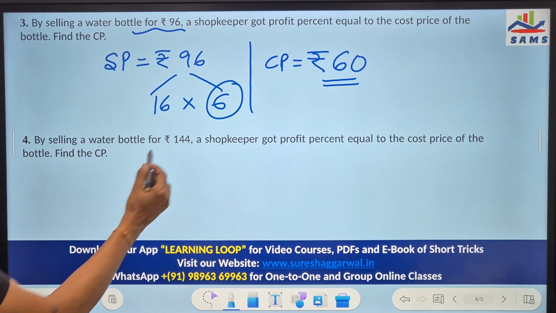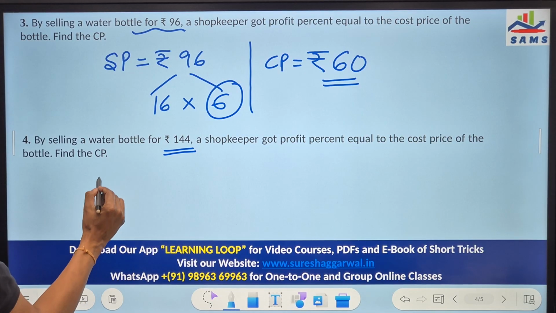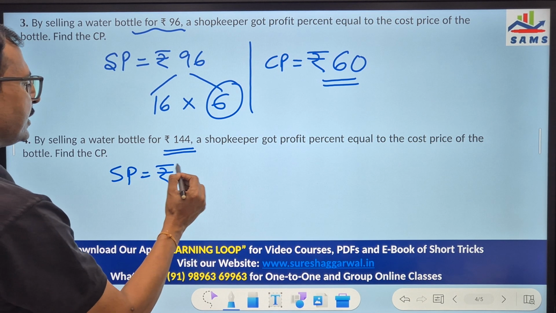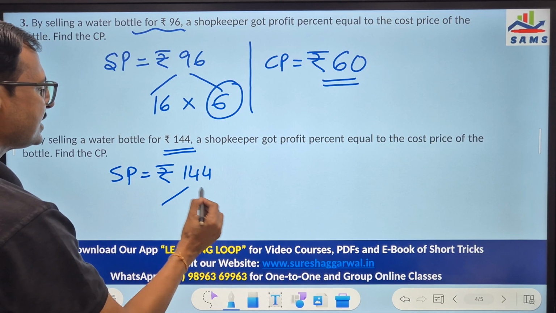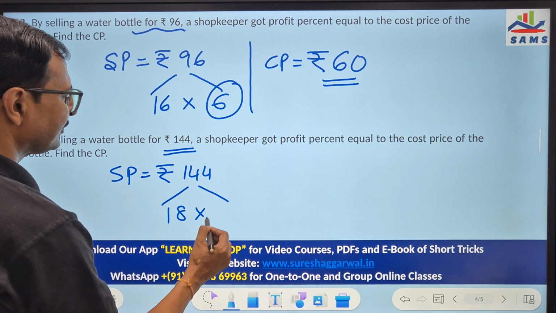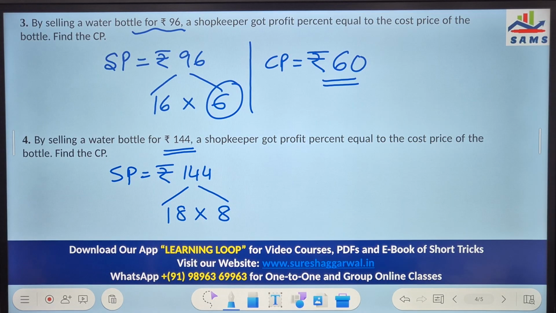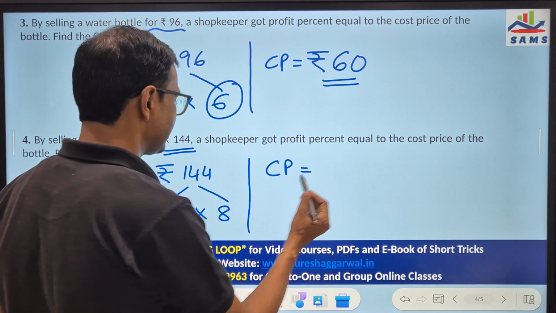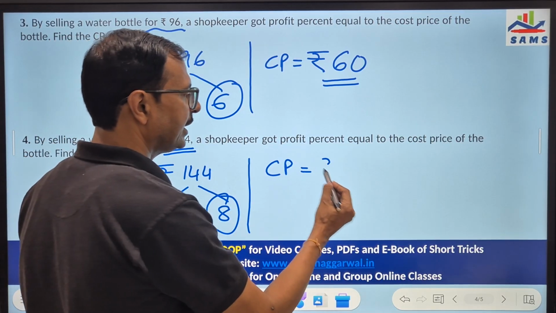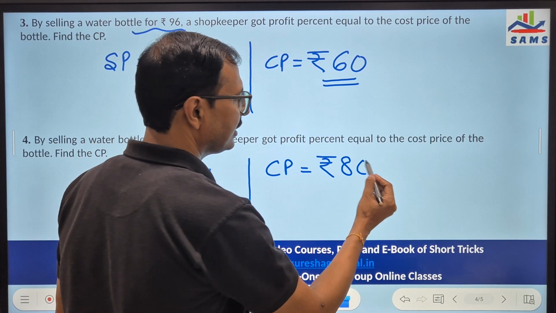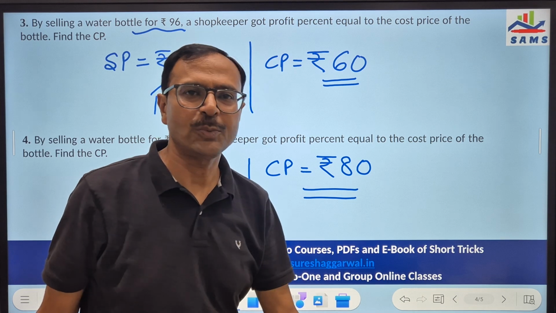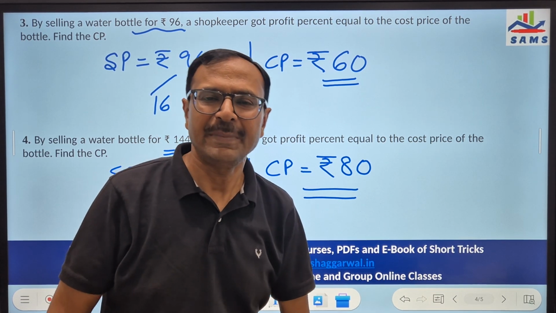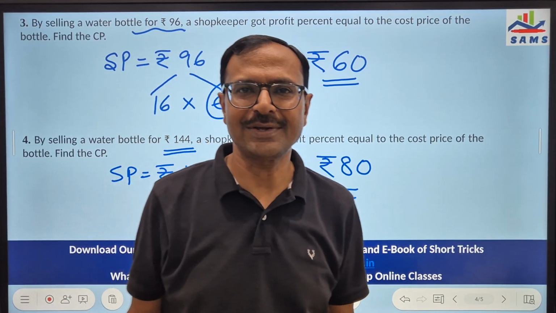Likewise, if the selling price is rupees 144, this is 18 times 8. 18 times 8 is exactly 144. So what is the cost price? The cost price will be the smaller number 8 followed by a 0, and 80 rupees is the answer for the question. Wonderful, right? Mathematics is full of such amazing tricks.